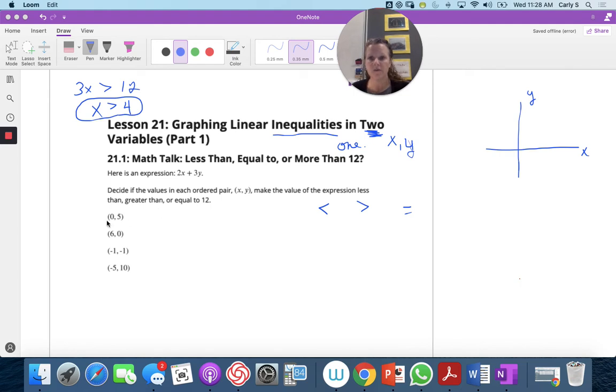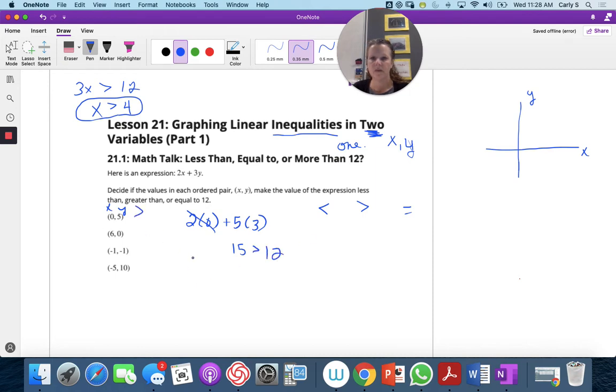All right, so we're doing this. Let's just rewrite this equation a few times. So remember ordered pair x, y. So we're doing 2 times 0 plus 5 times 3 is 15. 15 is greater than 12. And then we can do 2 times 6 plus 5 times 0. That's 12. 12 is equal to 12.